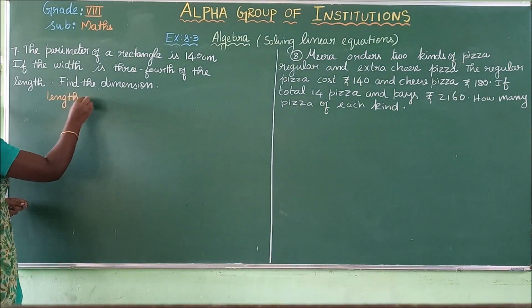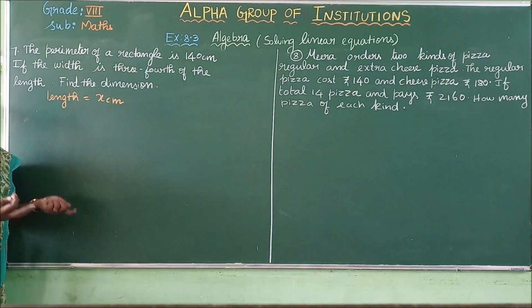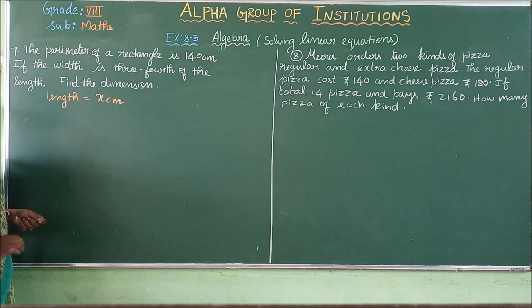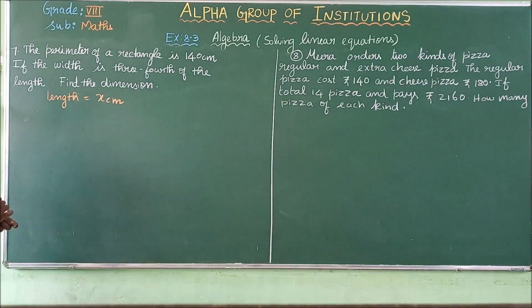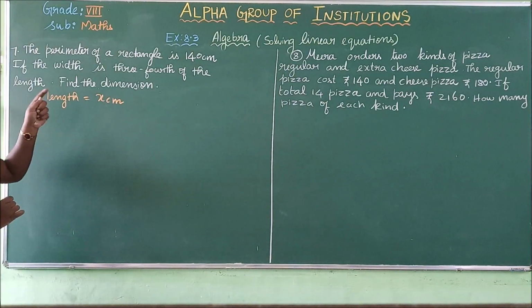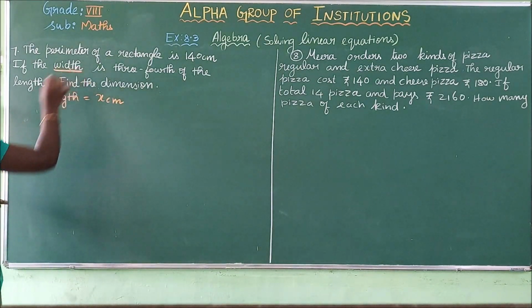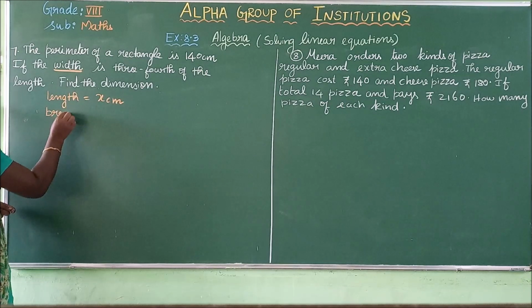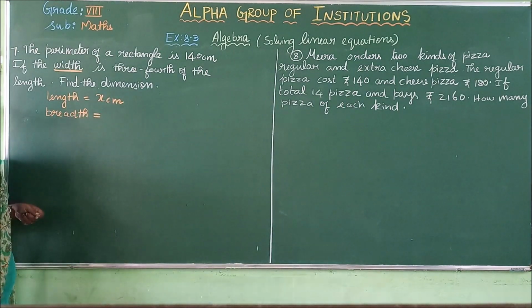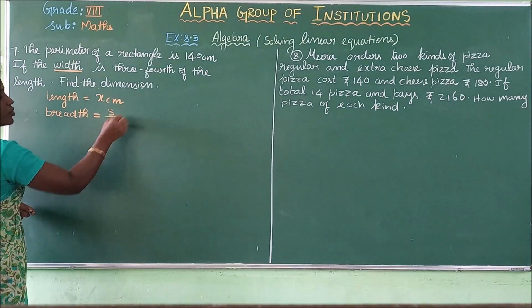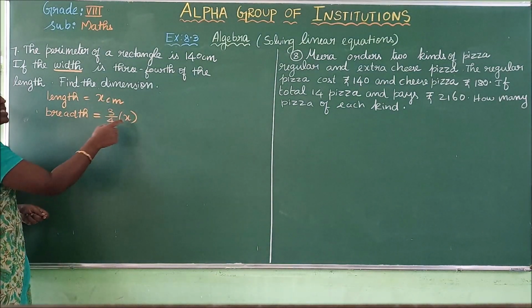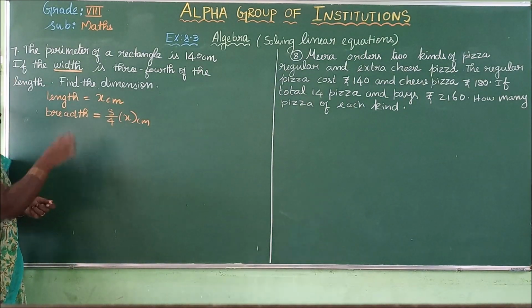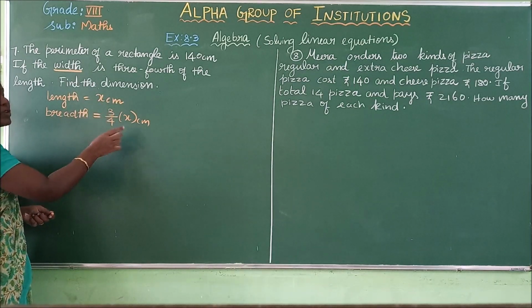Further, we have to take the length. I am taking the length as x centimeters. I don't know the length and breadth, but if you give the value we can solve, so I am taking the variable for length algebraically as x. And what do they give for the breadth? If the width is 3/4 of its length, width is in other words called the breadth. So the breadth is 3/4 of its length, that is 3/4 of x centimeters. So now we have the length as x and the breadth as 3/4 into x.